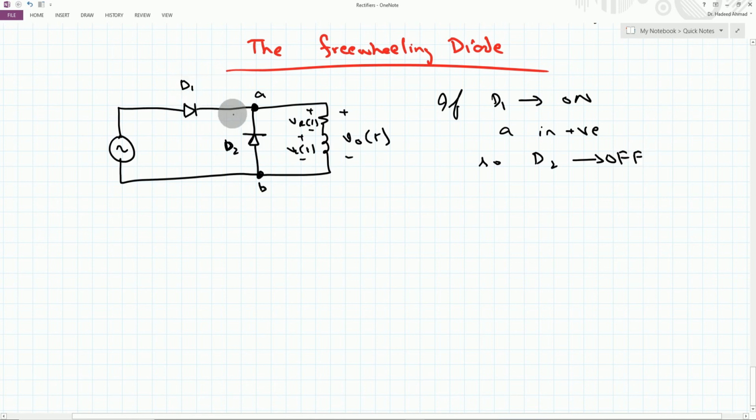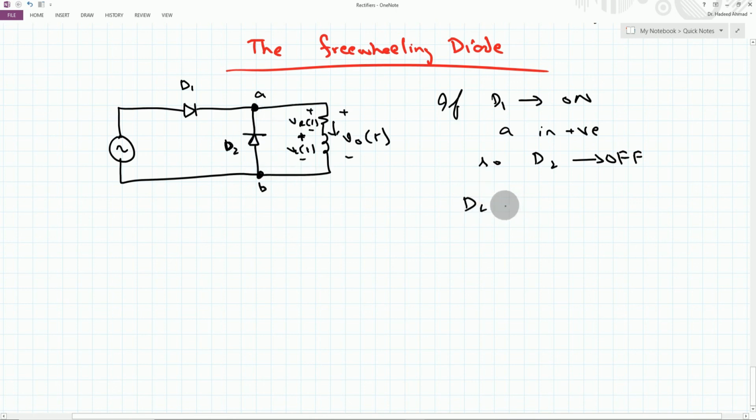As soon as we have the negative half cycle appearing across this D1, the D1 becomes reverse biased. As the D1 becomes reverse biased, in order to have the current flowing in the same direction, this VL reverses its polarity, and consequently it turns on this diode D2.